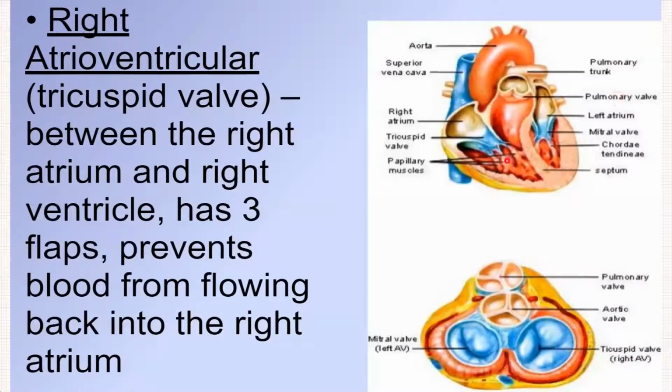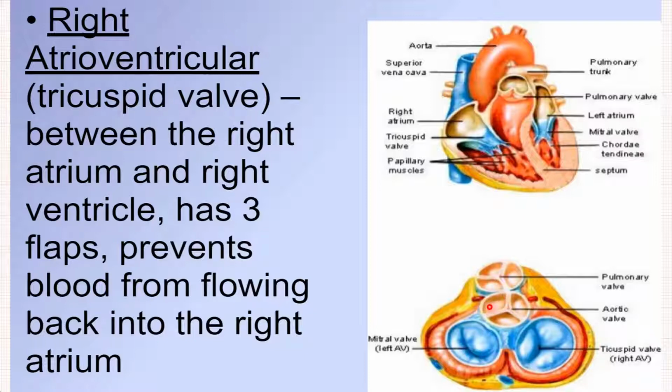Then we talked about the valves as well, but just a recap. The right atrioventricular valve, or the tricuspid valve, the one in this part here, is found between the right atrium and the right ventricle. It has 3 flaps and prevents the blood from flowing back into the right atrium. Here's another diagram that you can look at. So this is the tricuspid valve. It's a very clear diagram of the flaps as well.